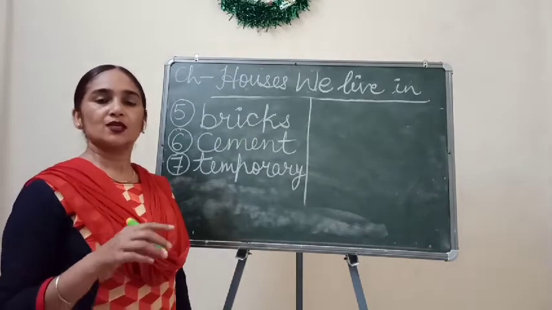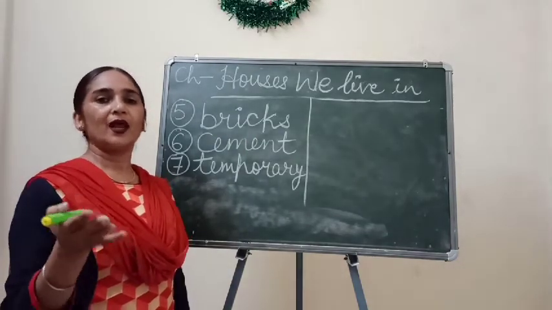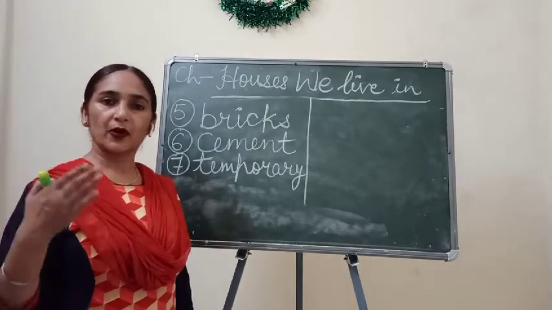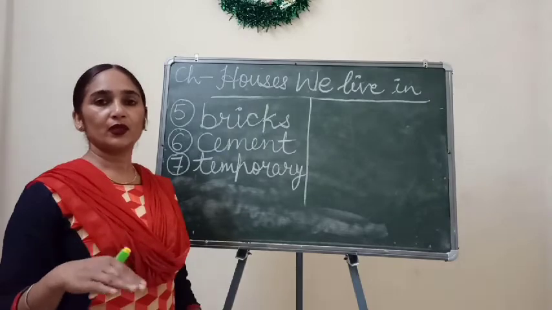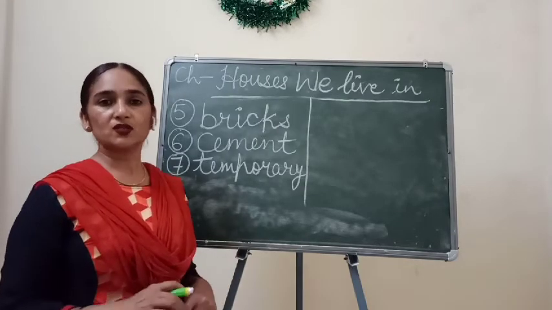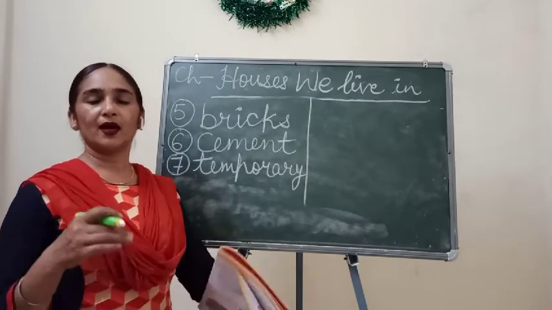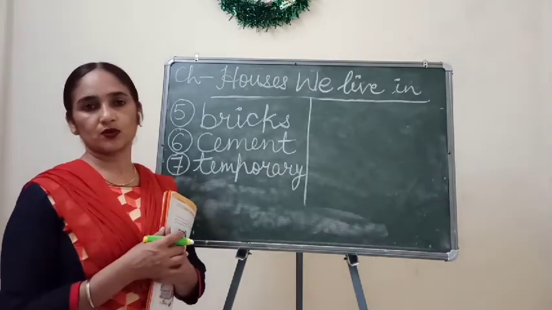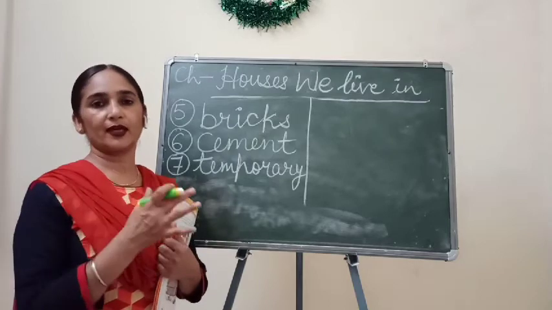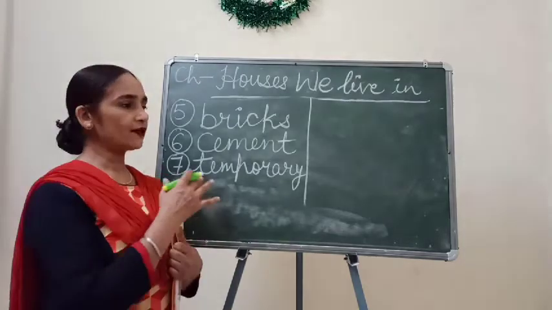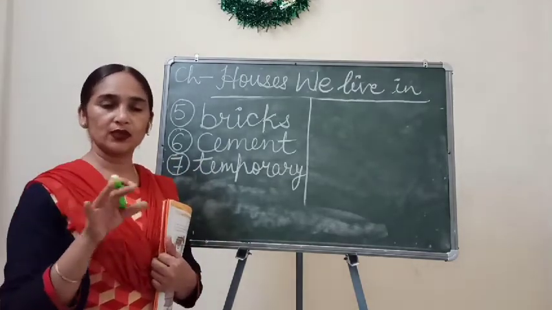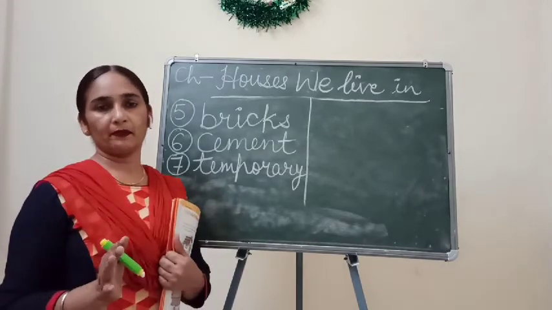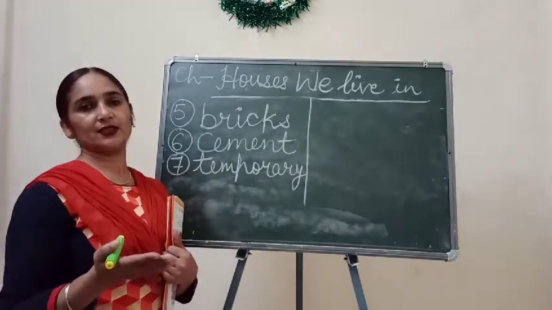Okay children? Next time, beta, we will come with the next part of this chapter, with some other beautiful pictures I'll show you, and I'll explain the different other types of houses also. There are many different kinds. These 3 which I told you are very common, but there are some types you don't know about. That also we will study.